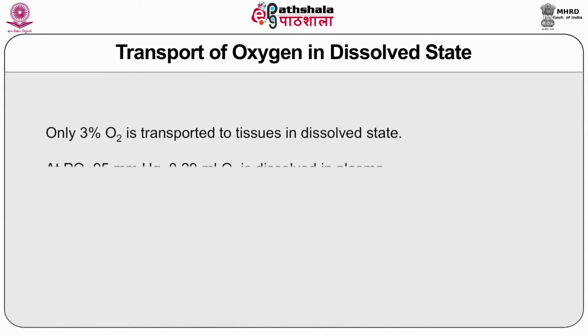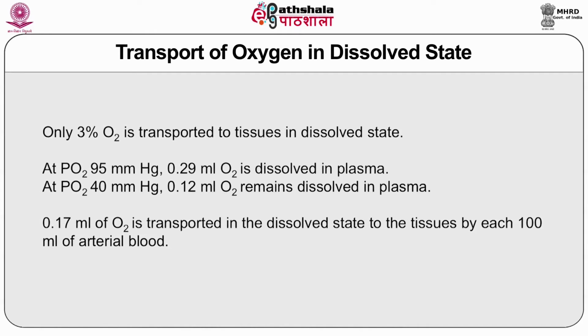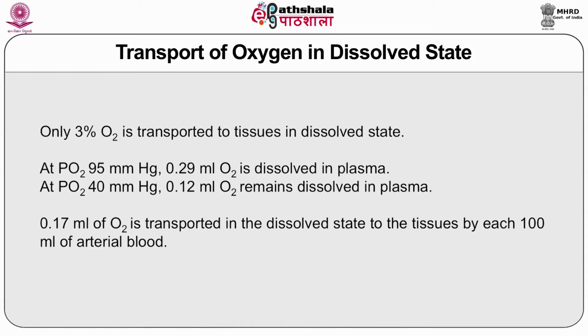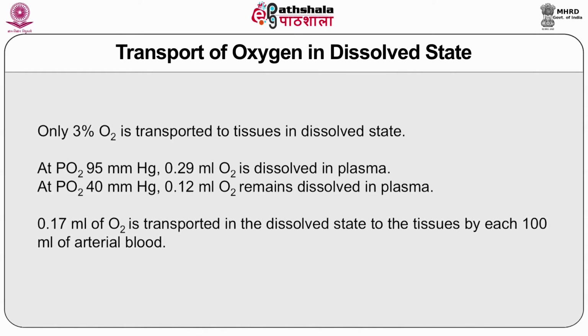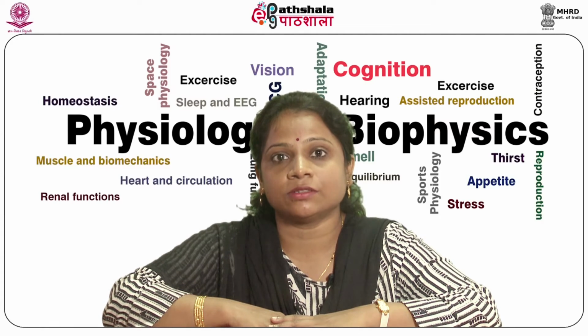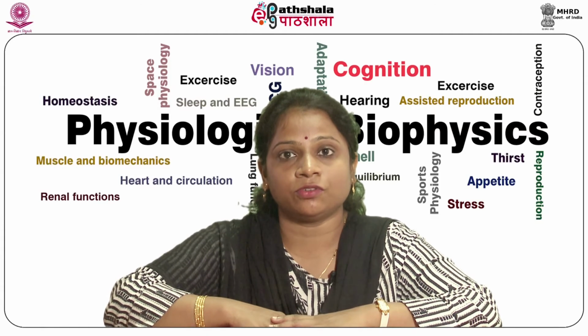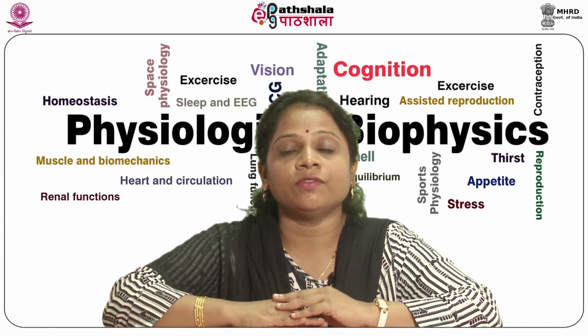Only 3% of oxygen is transported to the tissues in the dissolved state. At a PO2 of 95 mm of mercury, 0.29 ml of oxygen is dissolved in plasma. At a PO2 of 40 mm of mercury, only 0.12 ml of oxygen remains dissolved in plasma. So, 0.17 ml of O2 is transported in the dissolved state to the tissues by each 100 ml of arterial blood.